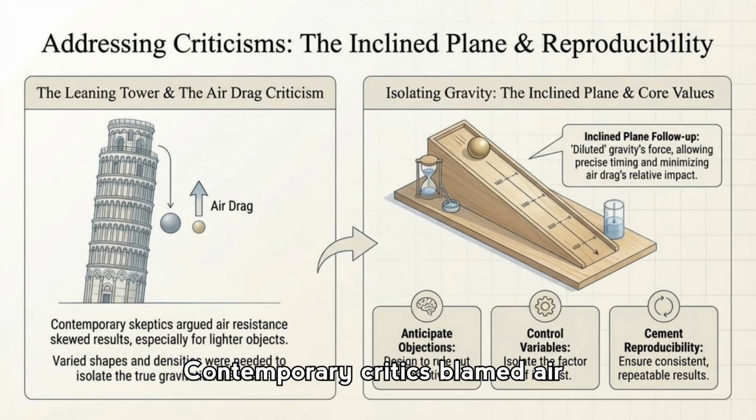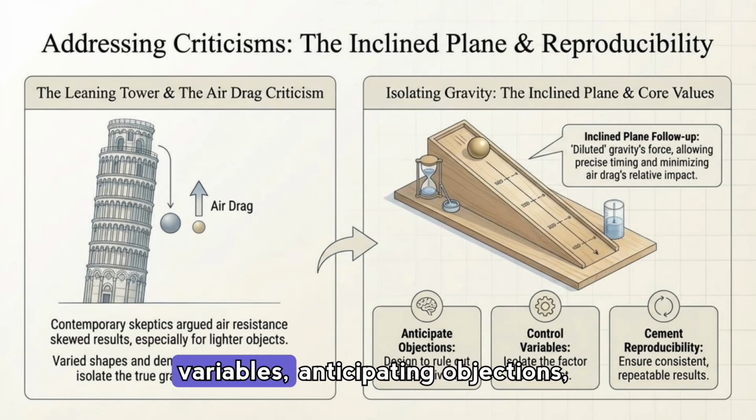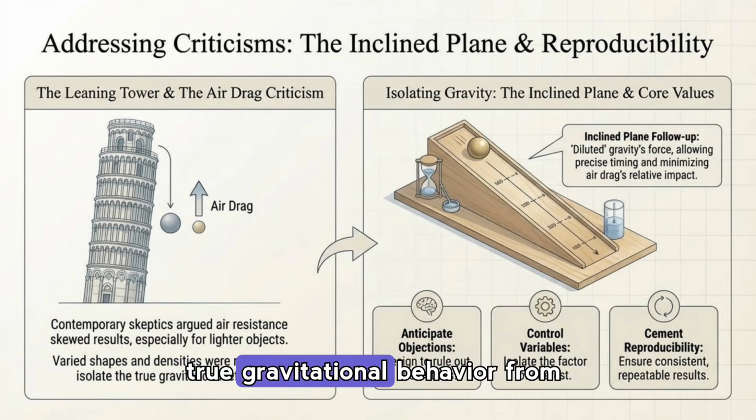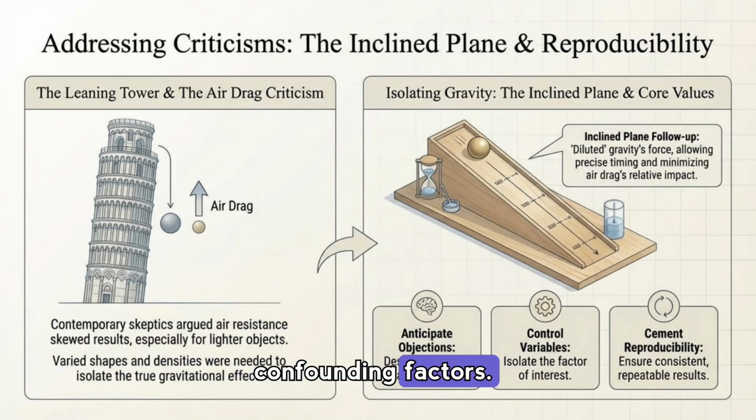Contemporary critics blamed air resistance for Galileo's results, so the inclined plane became the clever follow-up to dilute gravity's effect and time motions precisely. This slide shows how controlling variables, anticipating objections, and reproducing results are core experimental habits that isolate the true gravitational behavior from confounding factors.